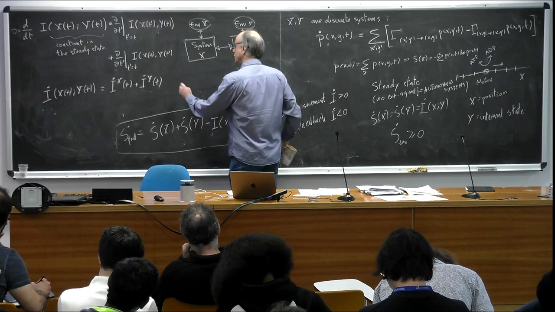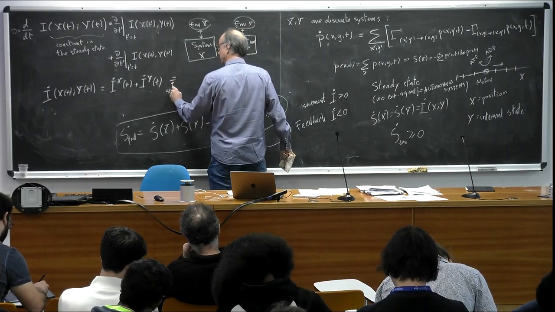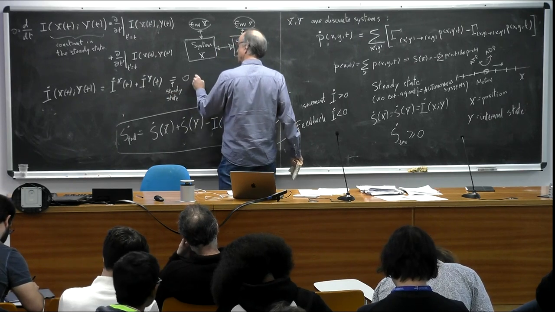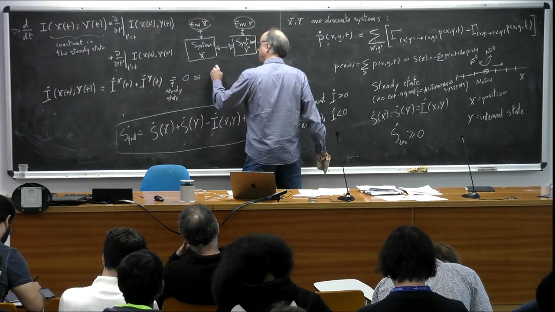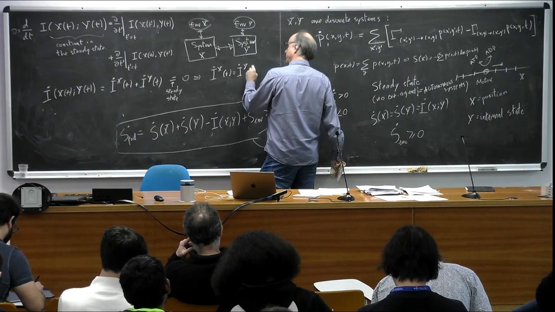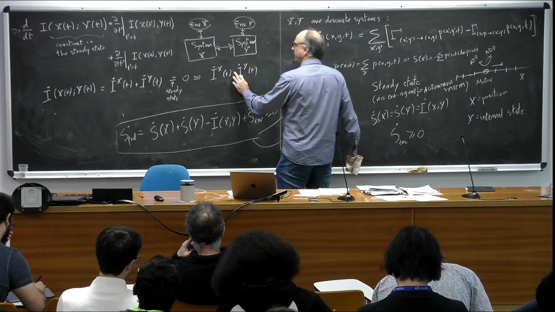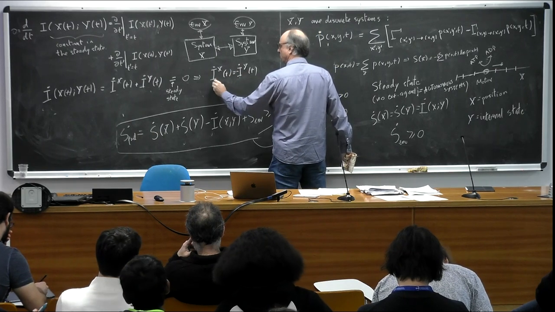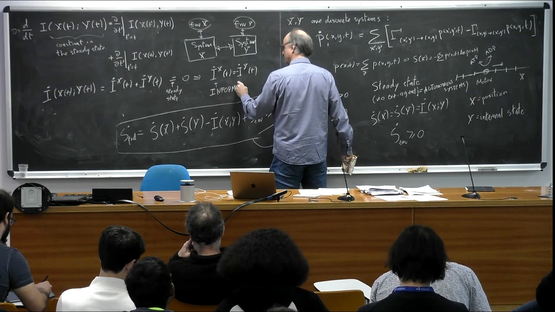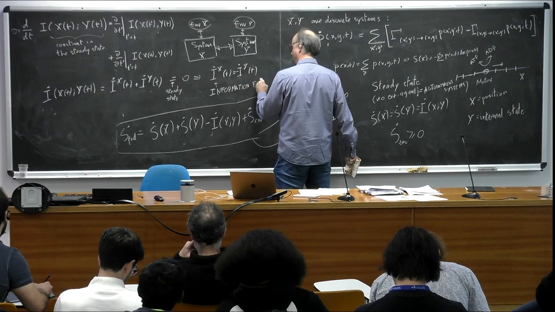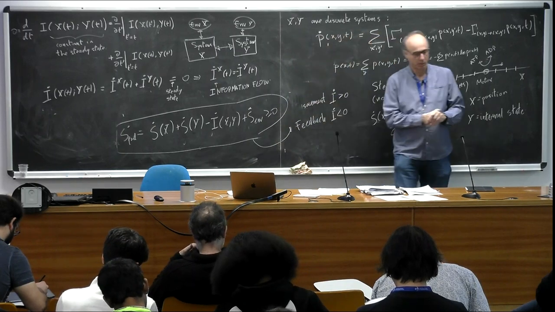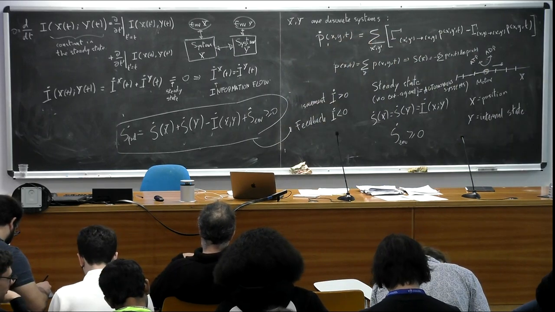And in the steady state, this is zero. So in the steady state, this is minus the information due to y, and this is called the information flow. This is the information flow.